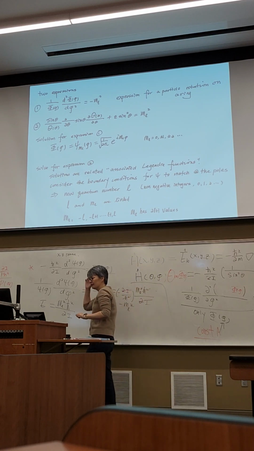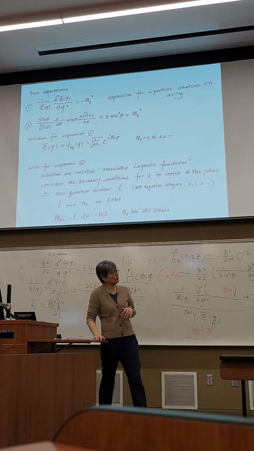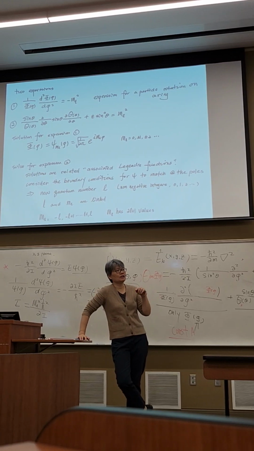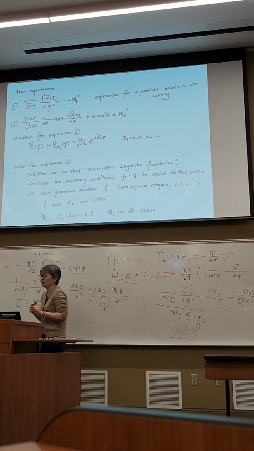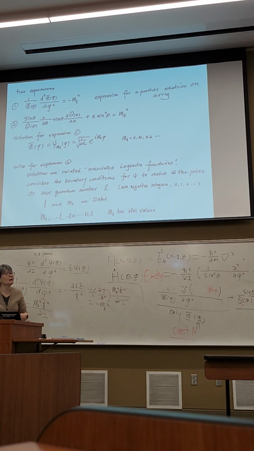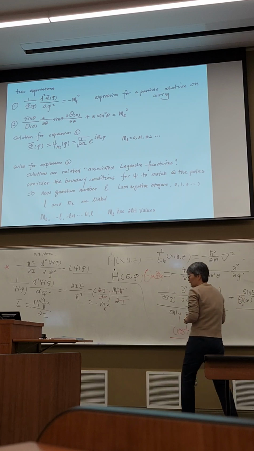Now, mathematically, you can also solve for the second expression. Those of you who had the opportunity to learn this will know these solutions are called associated Legendre functions. Once we have a mathematical solution, we also need to impose the boundary condition for theta from one pole to the other pole. In order to do that, we will introduce a new quantum number L. But the quantum numbers m_l and L, through your calculation, are linked.